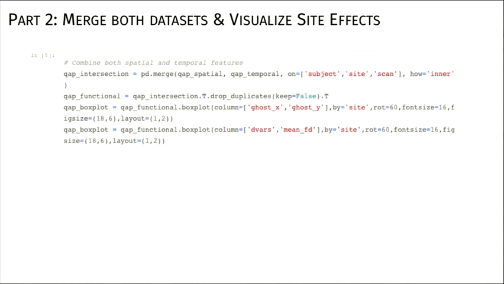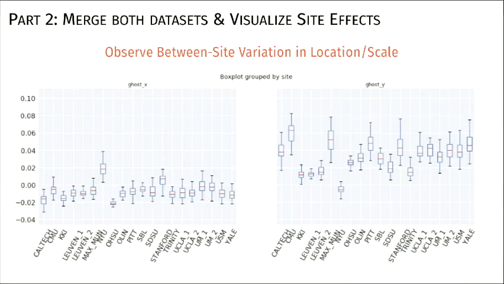So I picked the first cell. I picked ghosting in the X and Y directions. So here is a visualization of this. And you can clearly see, what you're seeing on the X-axis is the different sites. And what you're seeing on the Y-axis is the box plot variation of subjects within that site. And you can clearly see there's a lot of differences in the location, in the mean values, and in the variation between sites in both of these measures.